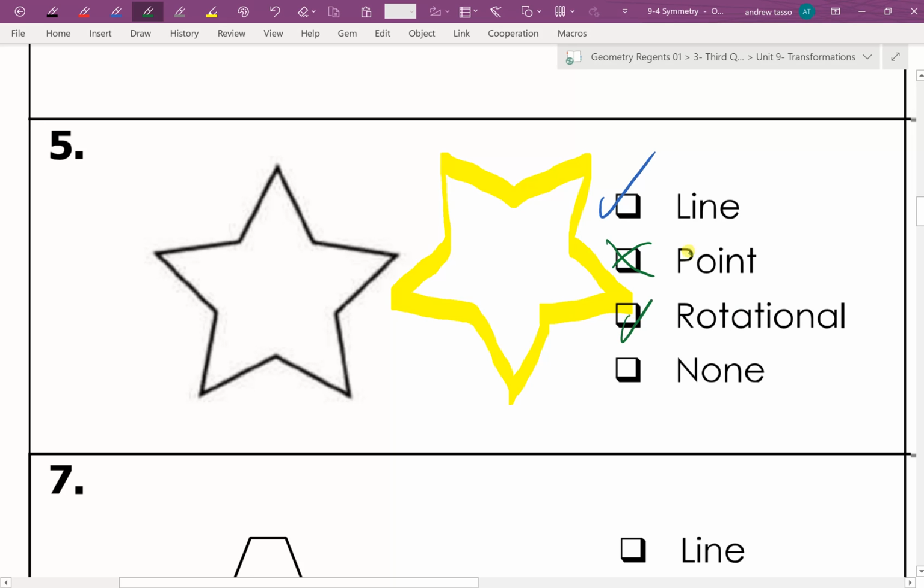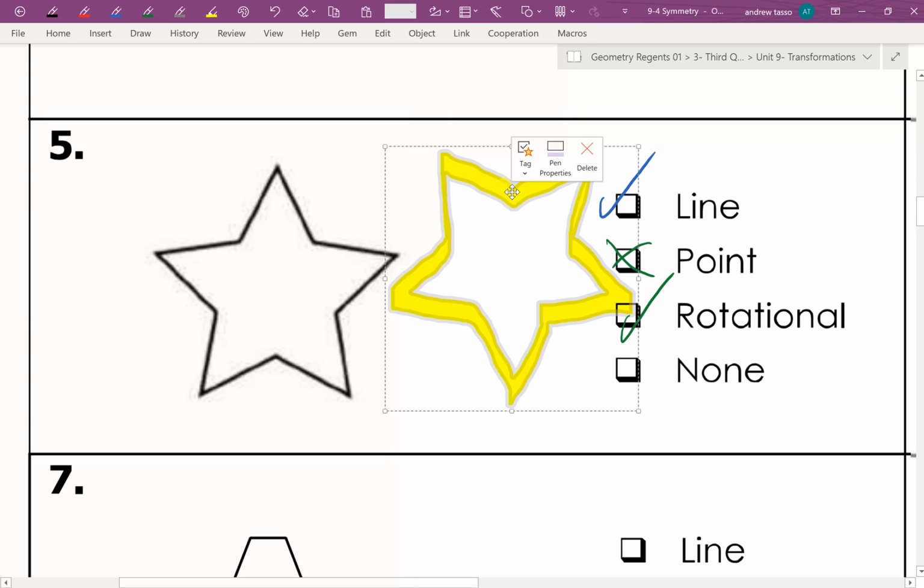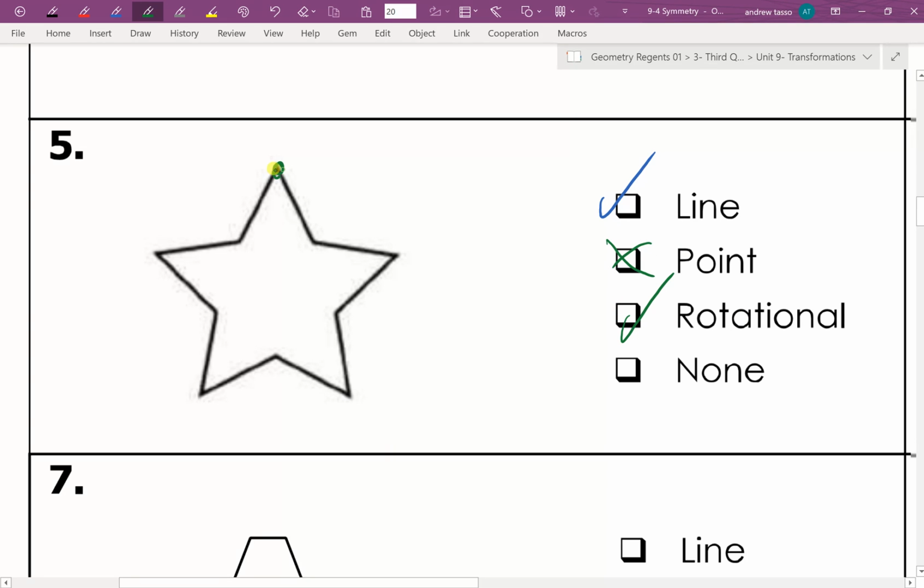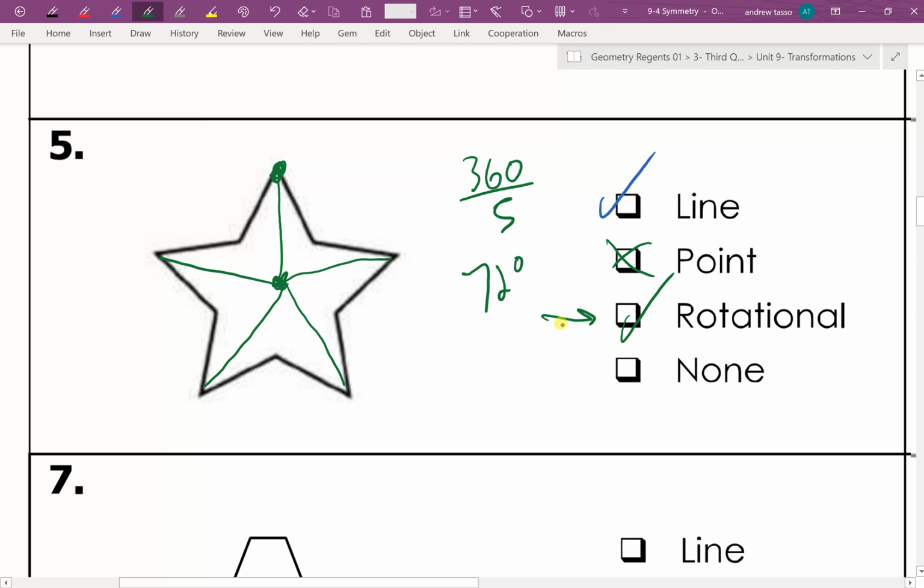Does it have rotational? Yes, it does have rotational, because it has a certain number of repeating features in a circular pattern, right? So if I find the center and I kind of go out to these repeating features, every time one of these star points upwards, that would be a repeating image. So I think that will happen 5 times. So if we do 360 divided by 5, you get 72 degrees for the rotational. Okay.